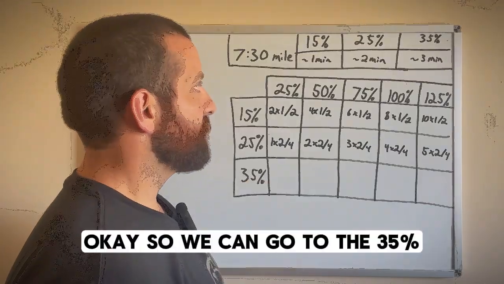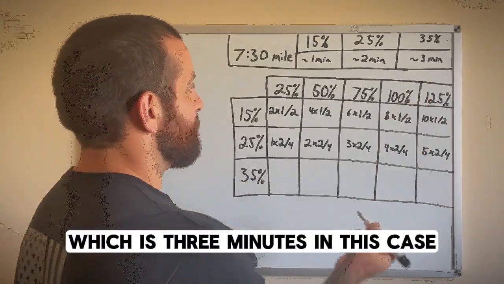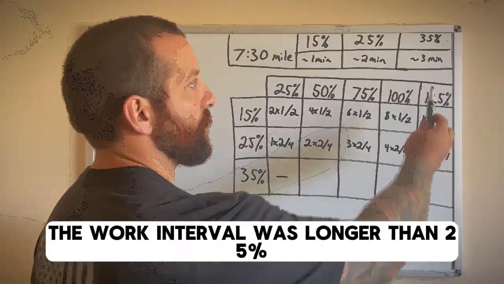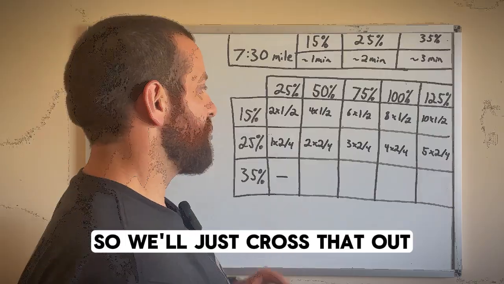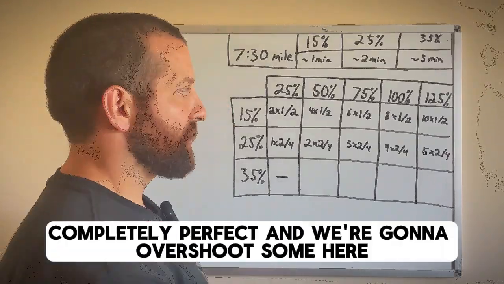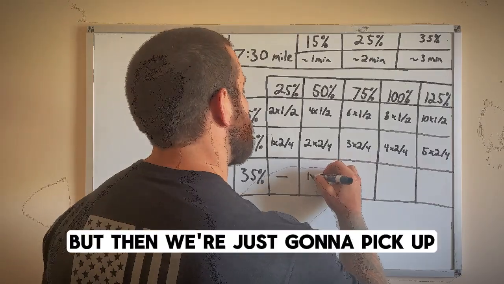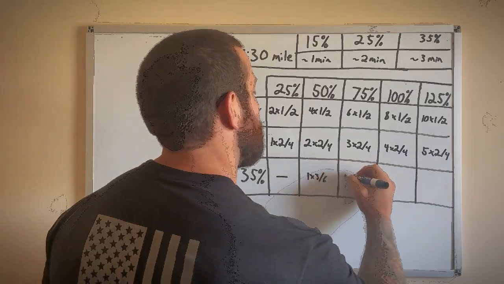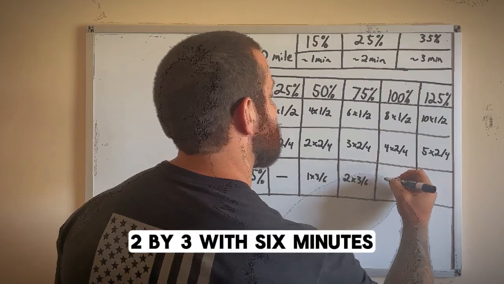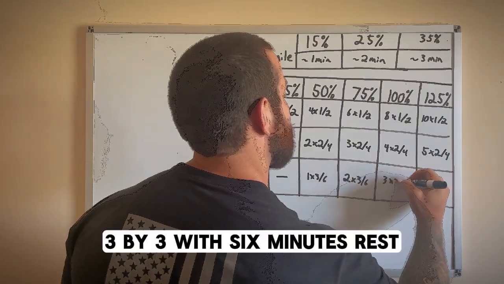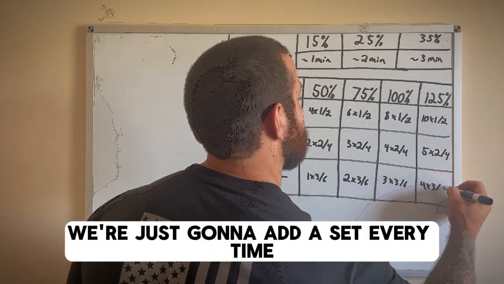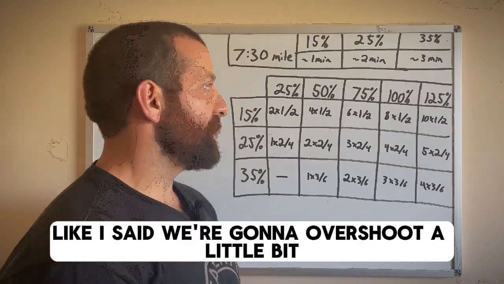Okay, so we can go to the 35%, which is 3 minutes. And in this case, it's not possible since the work interval is longer than 25%, so we'll just cross that out. It's not going to be completely perfect, and we're going to overshoot some here. But then we're just going to pick up and do 1/3 with 6 minutes, 2/3 with 6 minutes, 3/3 with 6 minutes rest. We're just going to add a set every time. Like I said, we're going to overshoot a little bit.